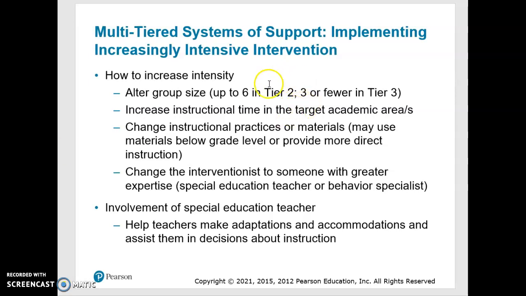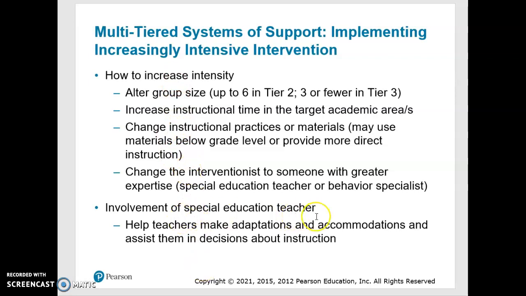But so this is what your textbook talks about: how to increase intensity. So maybe go to 6 students, and I think I said 5 in tier 2, 3 or fewer in tier 3. I always used to think tier 3 is a little smaller, 1 or 2 students, but there are some different numbers, depending on where you are, of course. Increase instructional time, change instructional practices, change the interventionist to someone with greater expertise. So these are all ways you can increase intensity.